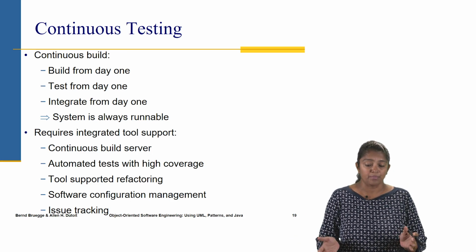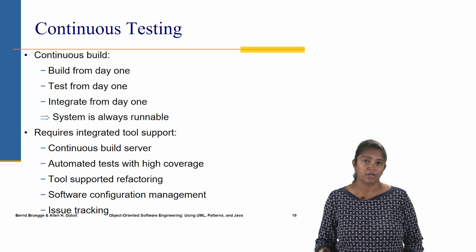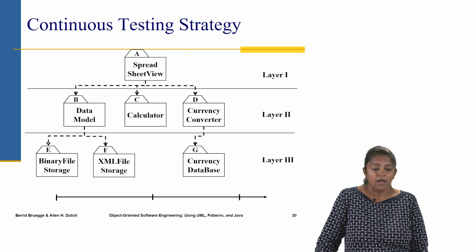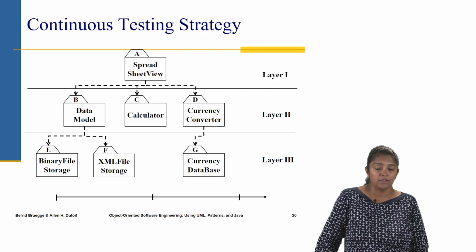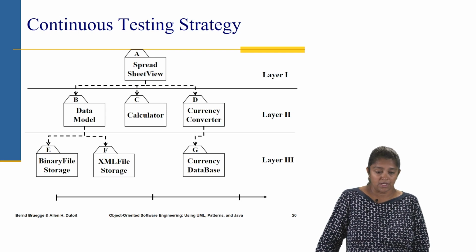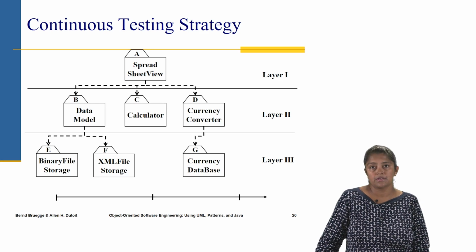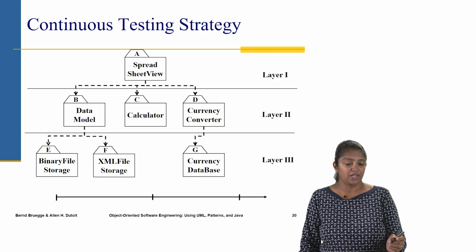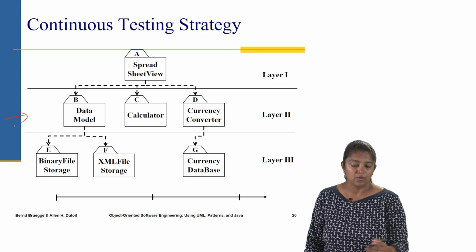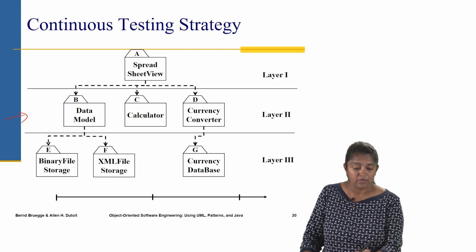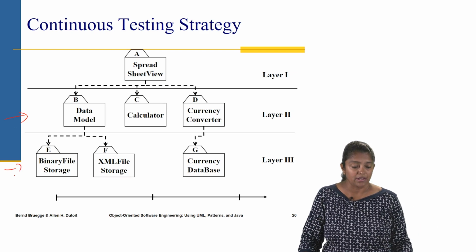So with tool support, all of this becomes easy, and continuous testing is the way to go. So if we look at the continuous testing strategy, for the same spreadsheet example that we've been looking at, which is designed with 3 layers. The top layer is the spreadsheet view. The second layer holds the business logic. It has the data model, the calculator, and the currency converter. And the third layer is our data layer.